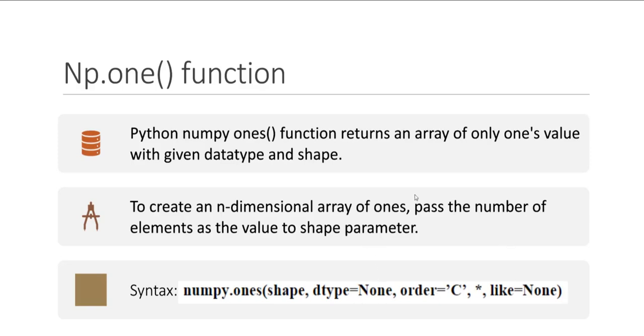The very first parameter is shape. The shape parameter defines the shape of an array, and the next parameter is dtype. The dtype parameter defines the data type of an array. Now let's see an example for better understanding of the concept of the np.ones function.